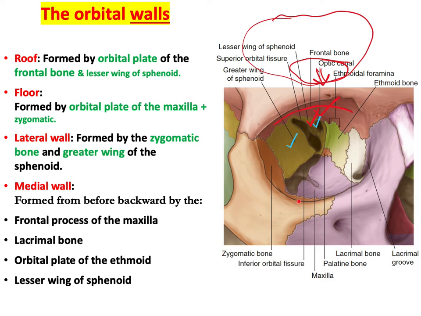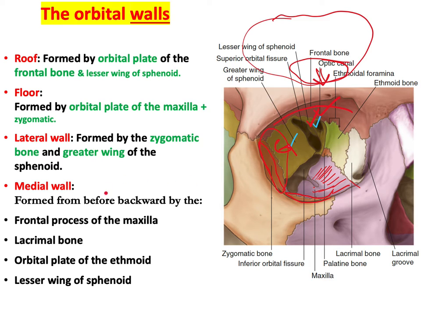What about the floor? The floor, of course, is occupied by the orbital plate, not of the frontal bone, no, the orbital plate of the maxillary bone, I mean, with a small contribution from the zygomatic bone. So this is the floor. Now, moving to the lateral wall. The lateral wall is formed, my friend, by the zygomatic bone here and part of the greater wing of the sphenoid, right?